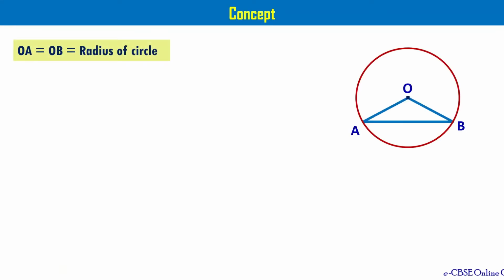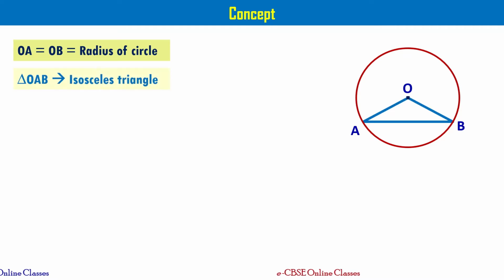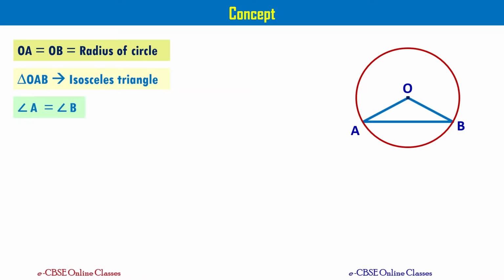The other thing I would like you to recall is that in the given figure, OA equals OB equals the radii of the circle, right? It means when you consider the triangle OAB, two sides of the triangle are equal. So triangle OAB is an isosceles triangle. And we know that in an isosceles triangle, two of the angles are equal. It means angle A is equal to angle B in this particular case.